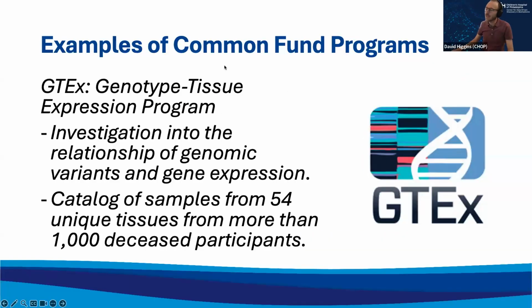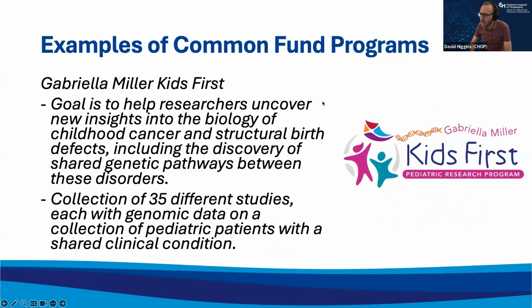So that's GTEx. You can see how it could support a broad set of research topics for a broad number of researchers. Another Common Fund program that's very familiar to me because I work on this project is the Gabriella Miller Kids First project. The goal of Gabriella Miller Kids First is that we're very interested in pediatric conditions, especially the underlying genetic causes of pediatric cancers and structural birth defects. Data at Kids First is a collection of 35 different studies, and each of these studies has genomic data on a collection of pediatric patients that all have a shared clinical condition.